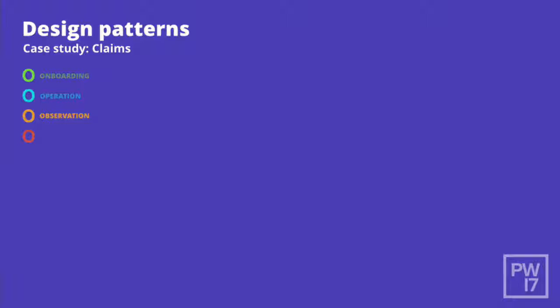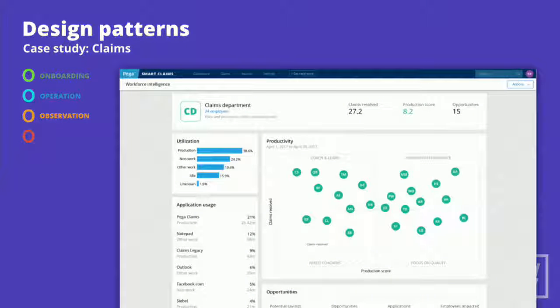And next, let's talk about observation. With observation, we built into the platform capabilities that allow us to observe how users actually interact with our application. And the first one is the Pega Workforce Intelligence. And Pega Workforce Intelligence gives us multiple dimensions of how users actually operate the application. You're probably familiar with web analytics tools where you can track where they click and what screens they visited.